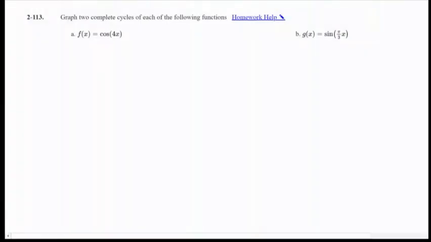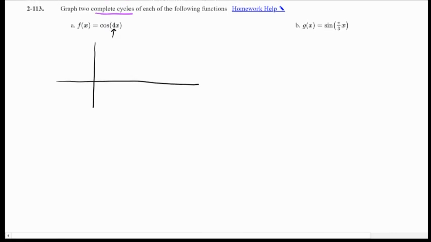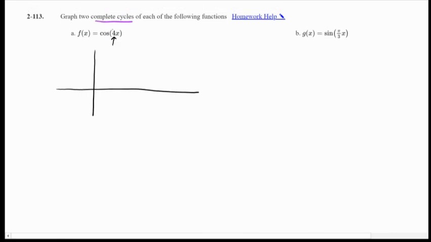Here we are asked to graph two complete cycles of each of the following functions. So the first one here, f of x equals cosine of 4x. The only kind of transformation we have here is a b value. And so we're going to keep the natural components of a cosine function, meaning we're going to start at the maximum. We're going to have an amplitude of 1.